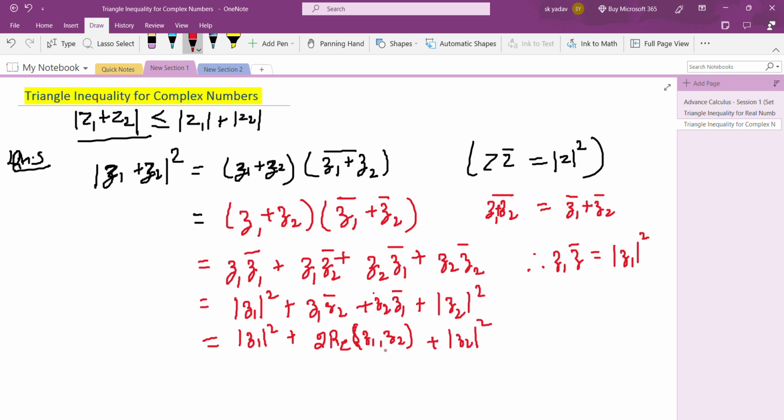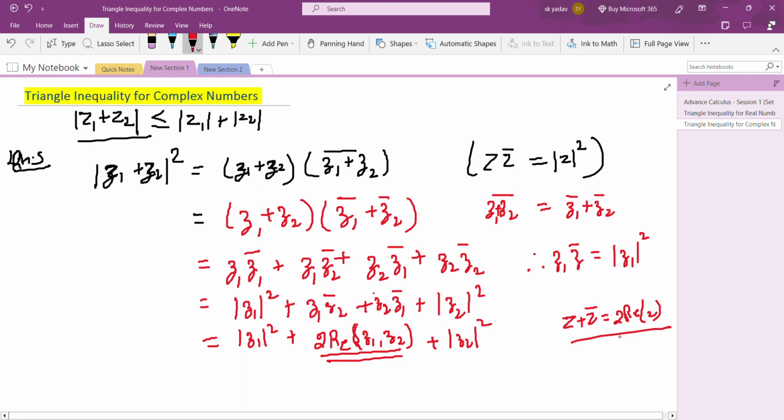Okay, so now why have we written this? There is one more formula, Z and Z bar is equal to twice the real part of Z1. And one more thing I just want to tell you: twice the real part of Z is greater than or equal to minus the modulus of Z, and less than or equal to the modulus of Z. So now we will apply this formula. As we apply it, this value is greater, so we will just consider this one.